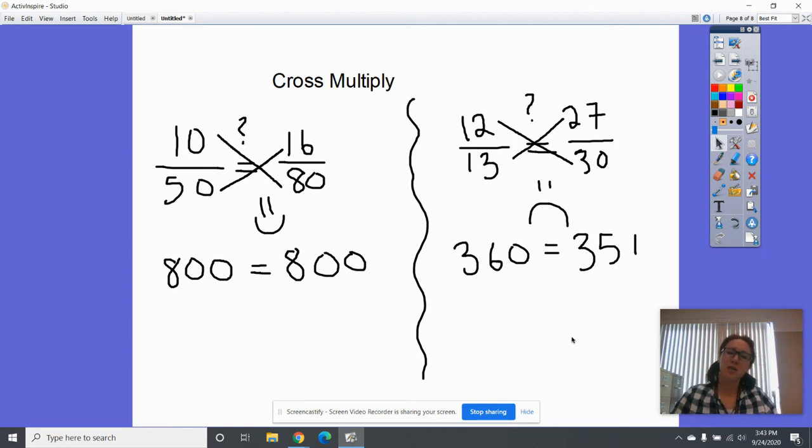So those are 3 strategies for figuring out if fractions are proportional. Turn it into a decimal, simplify as much as you can, or cross multiply.